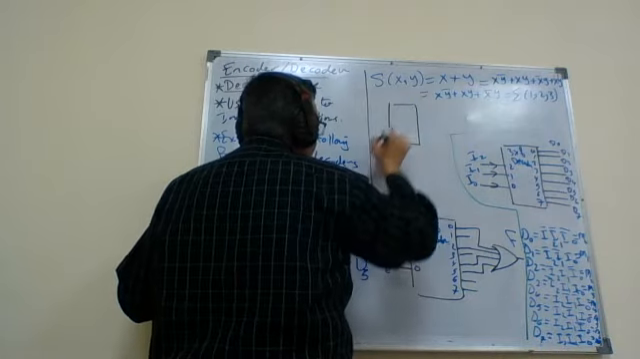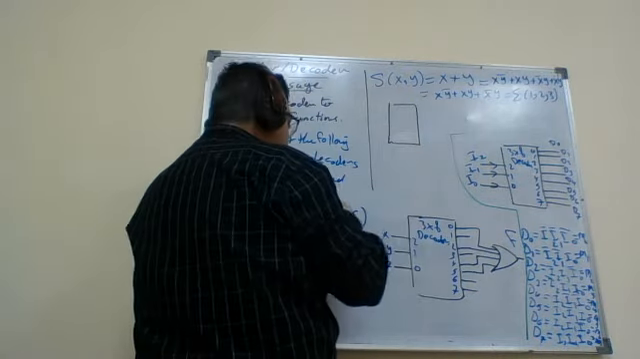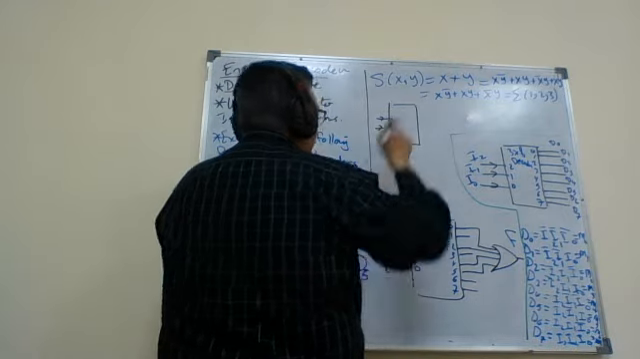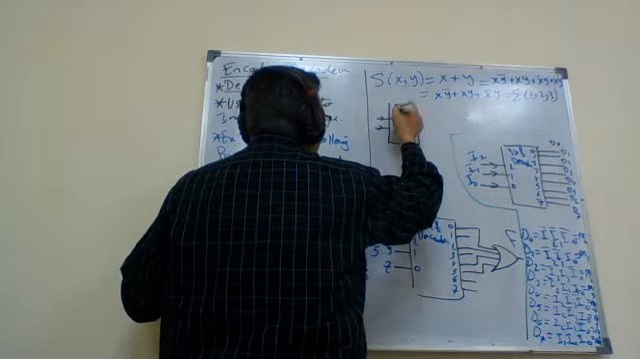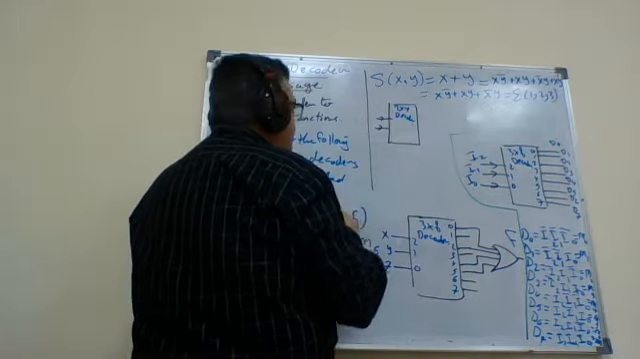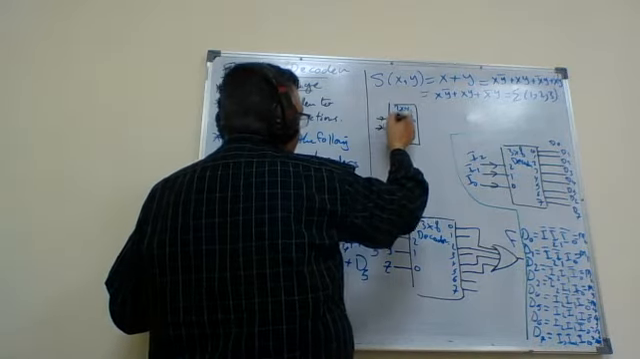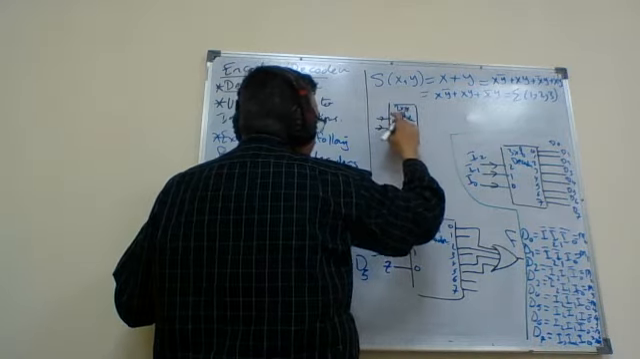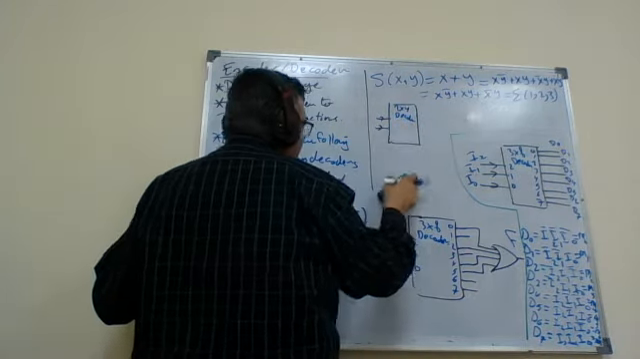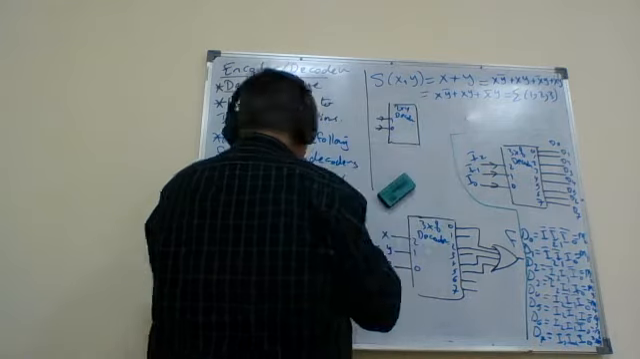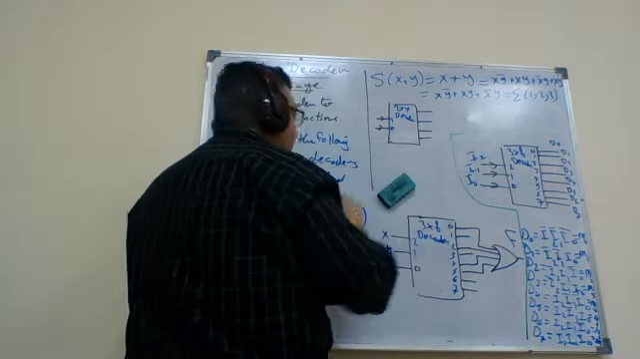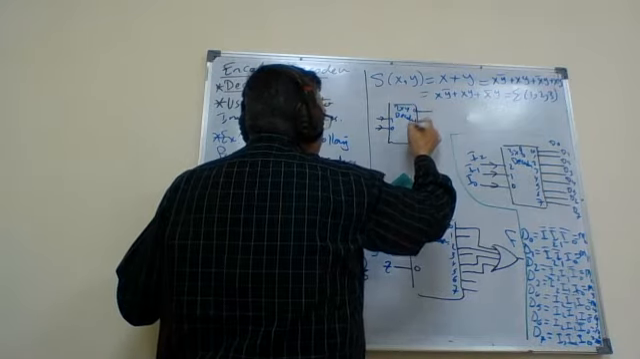So that means I can implement the function S using an appropriate size decoder. What size decoder do you use here? This function has 2 inputs, so I will use a 2 by 4 decoder. This 2 by 4 decoder has 2 inputs, following the same standard that we use, 0 and 1. And how many outputs does it have? It has 4 outputs: 0, 1, 2, 3.